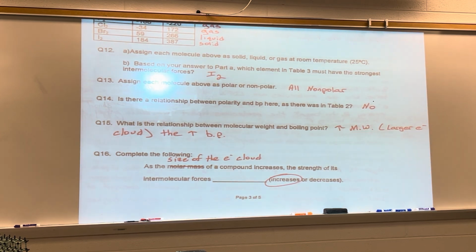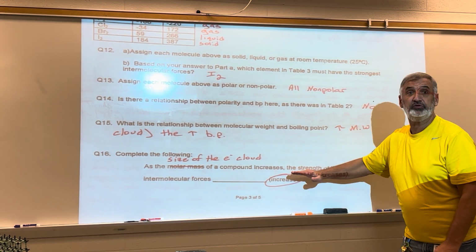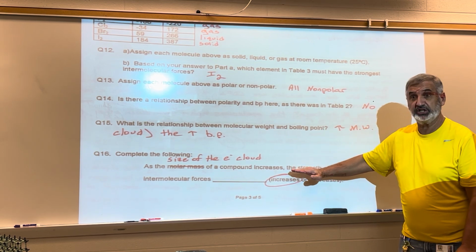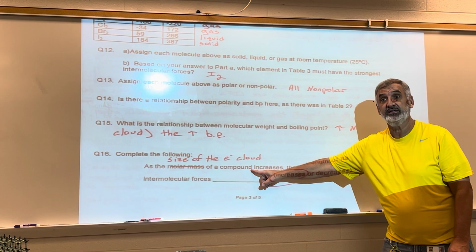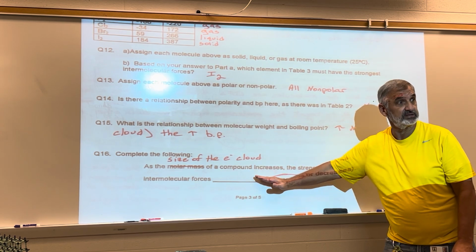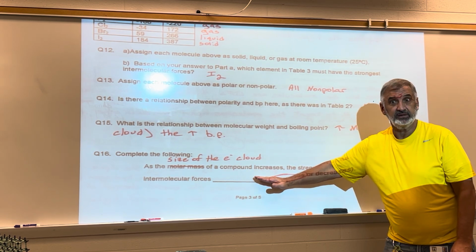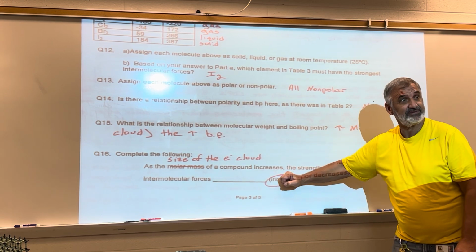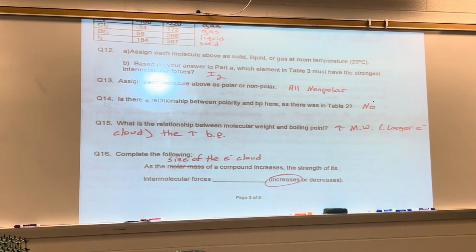Believe it or not, if the person who wrote this worksheet answered the question in terms of molar mass like this, they would not get credit on the AP test. Okay? That's why I keep stressing this. You have to say the size of the electron cloud.